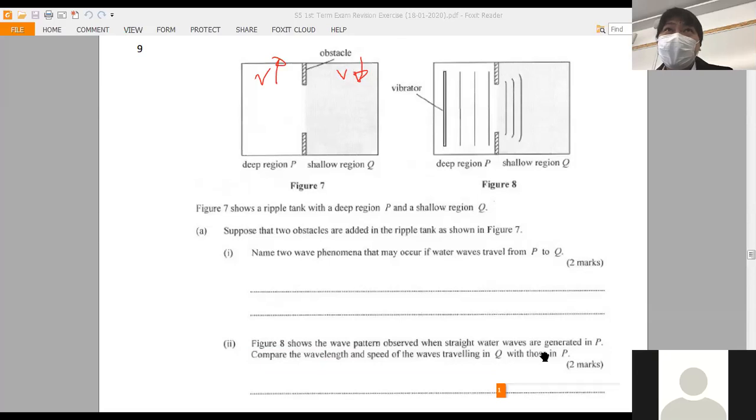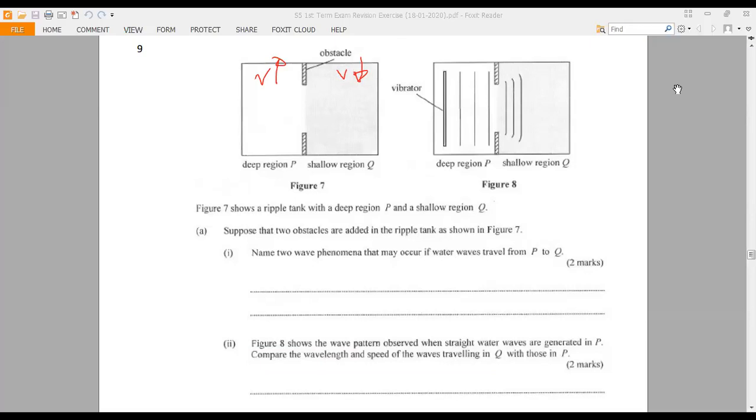Yeah, so the diffraction actually, because it passed through a barrier and also it changed in the medium. So that's why there are 2 phenomena. Yeah, perfectly correct. Diffraction and refraction.